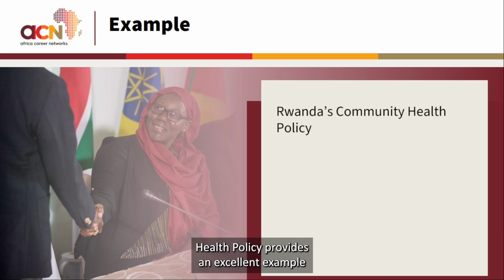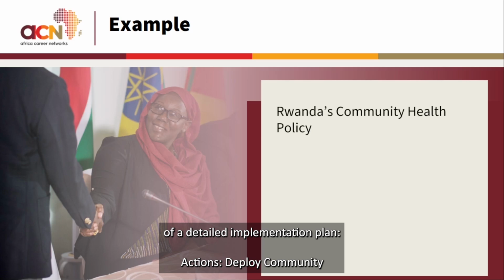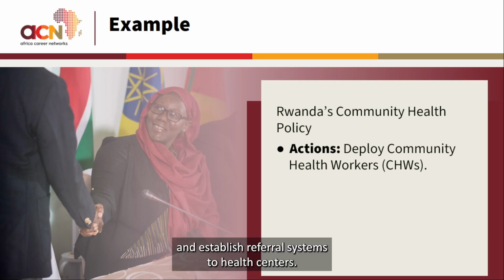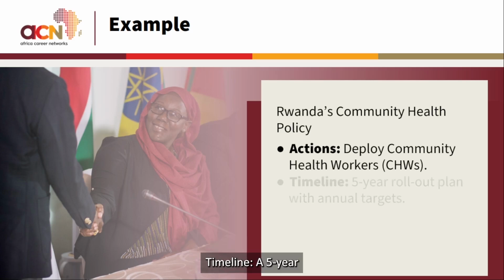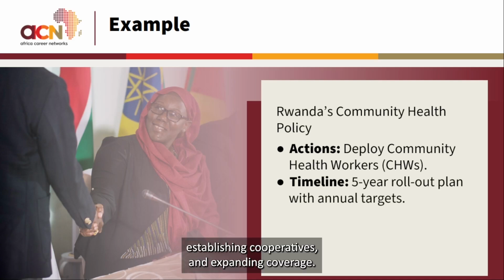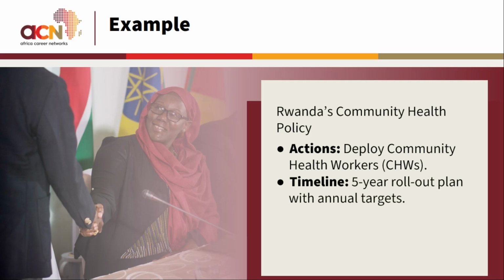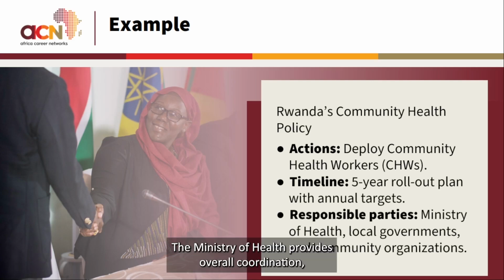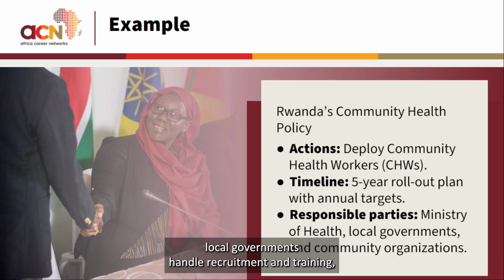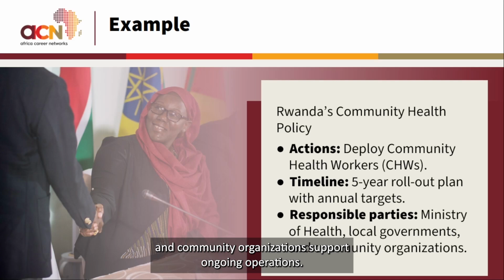Rwanda's community health policy provides an excellent example of a detailed implementation plan. Action: deploy community health workers in every village, train them in basic health services, and establish referral systems to health centers. Timeline: a 5-year rollout plan with annual targets for training community health workers, establishing cooperatives, and expanding coverage. Responsible parties: the Ministry of Health provides overall coordination, local governments handle recruitment and training, and community organizations support ongoing operations.